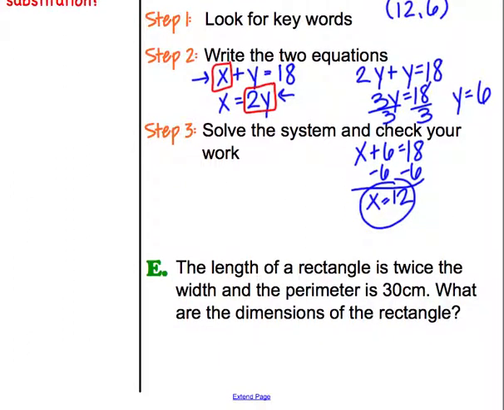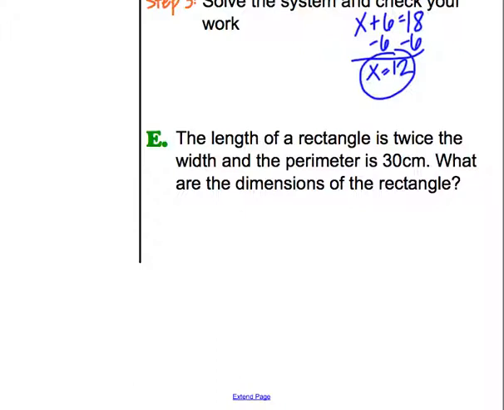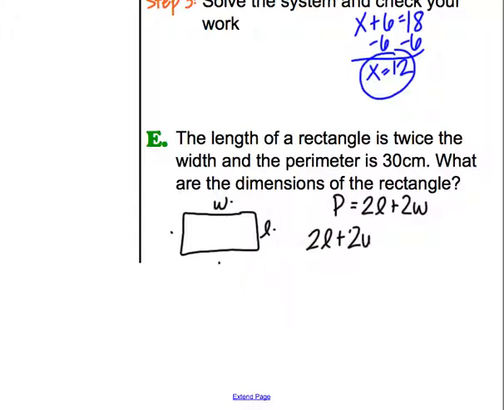The length of a rectangle is twice the width, and the perimeter is 30 centimeters. What are the dimensions of the rectangle? Well, let's start by drawing a picture. So we have this rectangle where we have our width and we have our length. And I know that perimeter is equal to 2 times the length plus 2 times the width, because it's width plus length plus width plus length. So I know that the perimeter is 30, so 2 times the length plus 2 times the width is equal to 30.